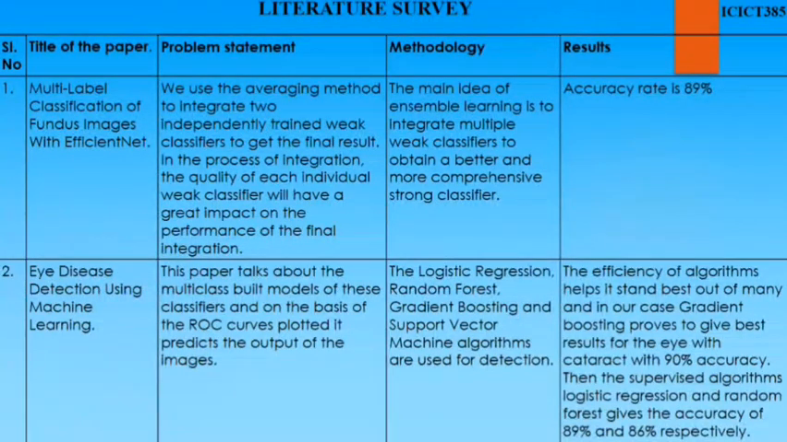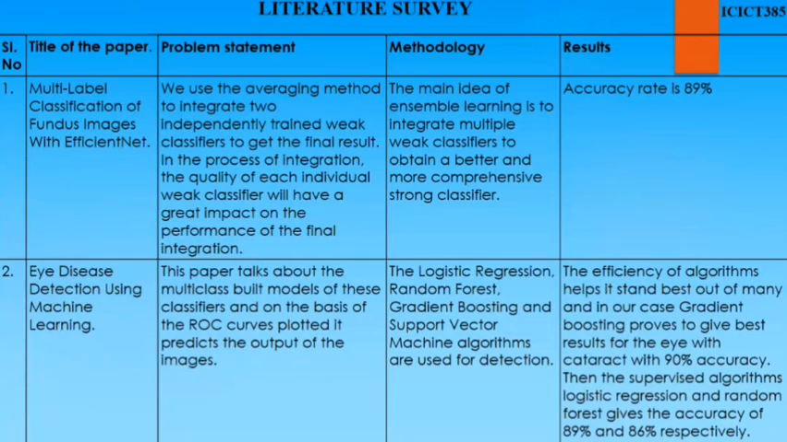Coming to the literature survey, the title of the paper is Multiple Label Classification of Fundus Images with EfficientNet. In this paper, the methodology used is ensemble learning, whose main idea is to integrate multiple weak classifiers to obtain a better and more comprehensive strong classifier. As we see in the result, the accuracy rate is 89%.